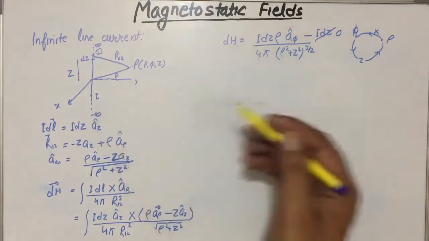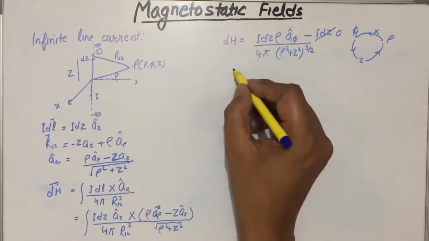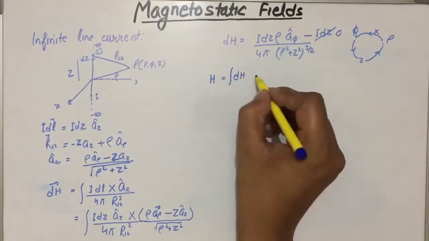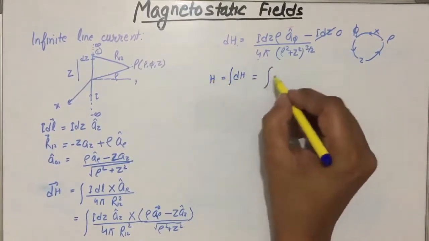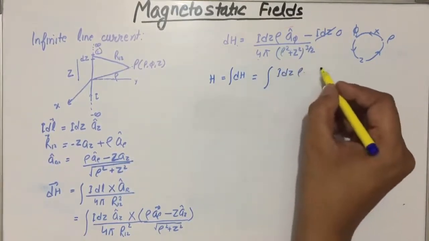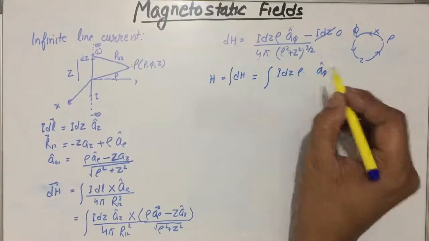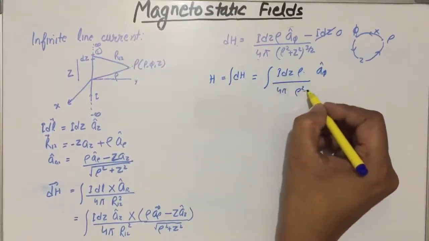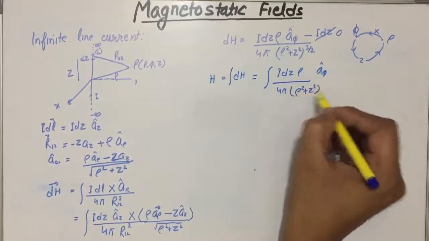Now to find the complete magnetic field intensity due to this current carrying conductor, we have to integrate this. That will be complete H, which is the integration of I dz rho in the direction of a phi divided by 4 pi rho square plus z square to the power 3 by 2.